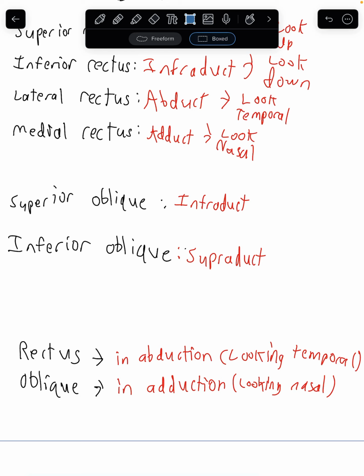Another thing you can do to check if you're right is that a superior rectus will never work with a superior oblique, and an inferior rectus will never work with an inferior oblique. So it has to flip. So you'll be using one superior and one inferior muscle.